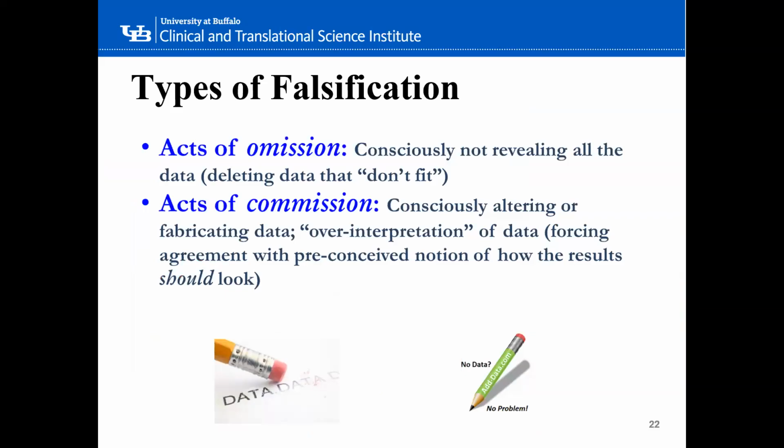There are two kinds of falsifications. There are acts of omission, where you consciously don't reveal all of the data because you think that they don't fit with your preconceived notion of how the data should look. And then there are acts of commission, where you consciously alter or fabricate data, or you overinterpret the data, forcing agreement with your preconceived notion of how the results should look.